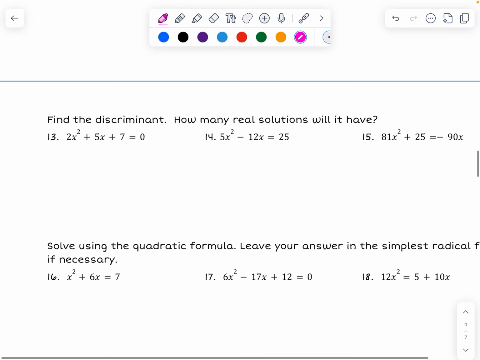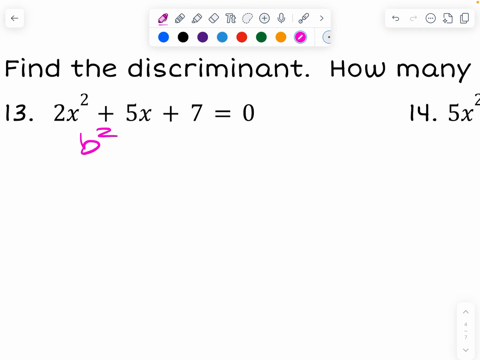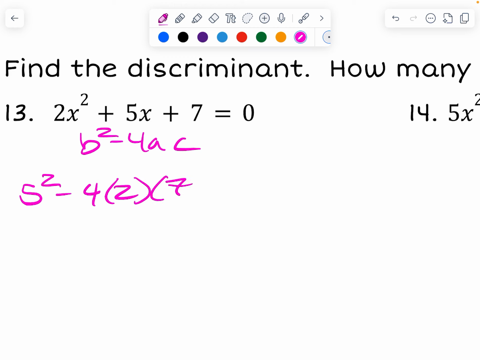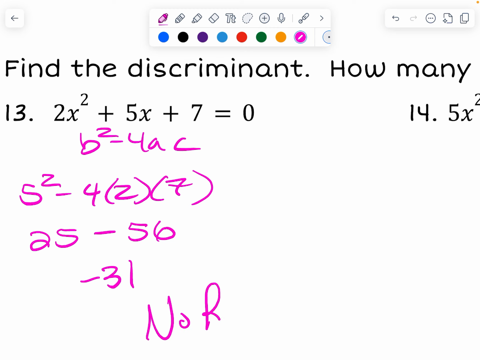Okay, down here, find the discriminant. That's just b squared minus 4ac. So 5 squared minus 4 times 2 times 7. That is 25 minus 8 times 7, 56. I just want to make sure. 56, 25. Really? 56 minus 25. Yes, negative 31, so no real solutions.